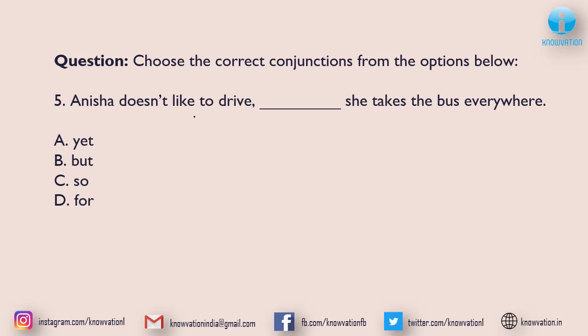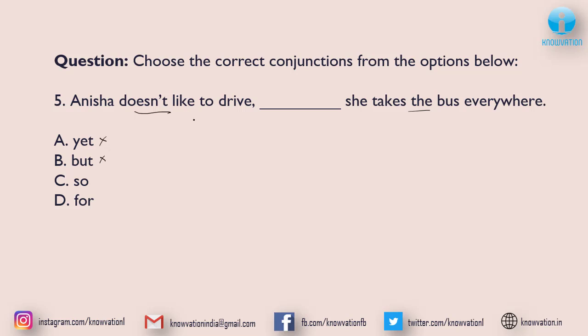Next, Anisha doesn't like to drive dash she takes the bus everywhere. Okay, doesn't like to drive. Okay, so this can be a reason, basically a dependent clause. So let's see. Anisha doesn't like to drive yet she takes the bus everywhere. Friends, yet is used when you want to show a complete opposite of the first sentence, but here we want to show a reason. Okay, so yet is not the correct one here. Anisha doesn't like to drive but she takes, so this is again the same thing, but is showing a contrary thing here. We don't want a contrary, we want a reason.